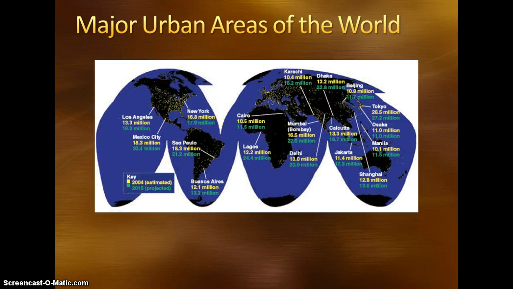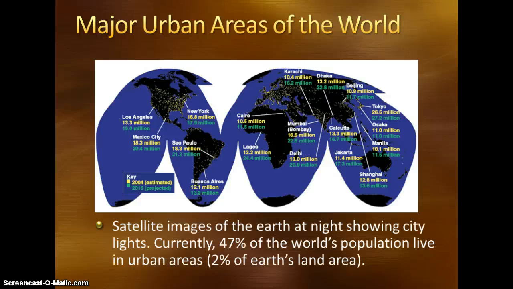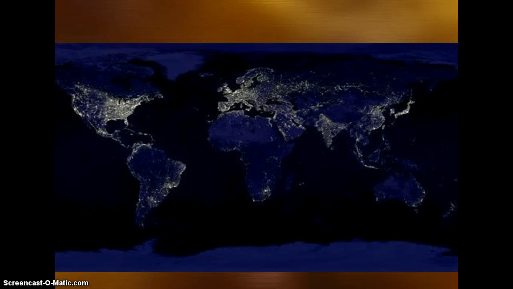Looking at the major urban areas of the world, what they did with this map is they took satellite pictures at night, and you can see where the lights are tend to be where our larger cities are. And the numbers in yellow are the estimated populations in 2004, and then the projected for 2015. So you can see where our largest cities are. Right now, about 47% of the world's population lives on only 2% of Earth's land area. And here's another view where you can see the major cities.